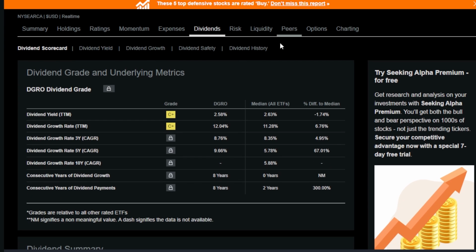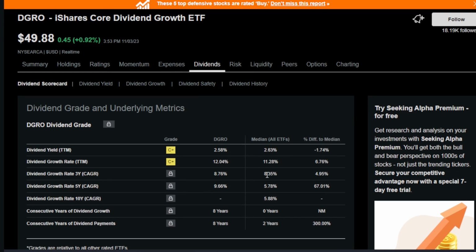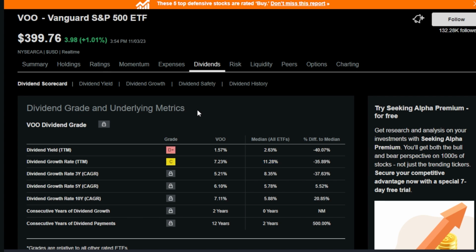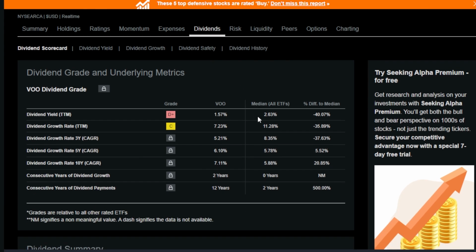A few more solid examples of ETFs that offered good, healthy dividend growth: something like DGRO, the iShares Core Dividend Growth ETF. With DGRO, we're talking 5.7% in the last 5 years, 5.8% in the 10-year, 8.3% in the last 3 years, and trailing 12-month, the dividend growth has been pretty healthy at 11.2%. Now, the last ETF that we're going to go through in this video that does offer a super healthy, high dividend growth rate is VOO, the Vanguard S&P 500 ETF, which has a trailing 12-month dividend growth rate of 11.28%, a 3-year of 8.3%, a 5-year of 5.7%, and a 10-year of 5.88%.